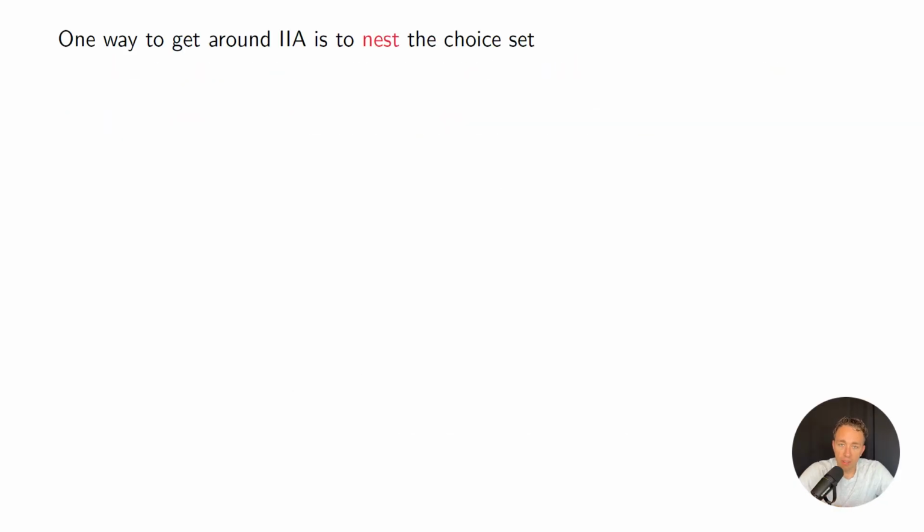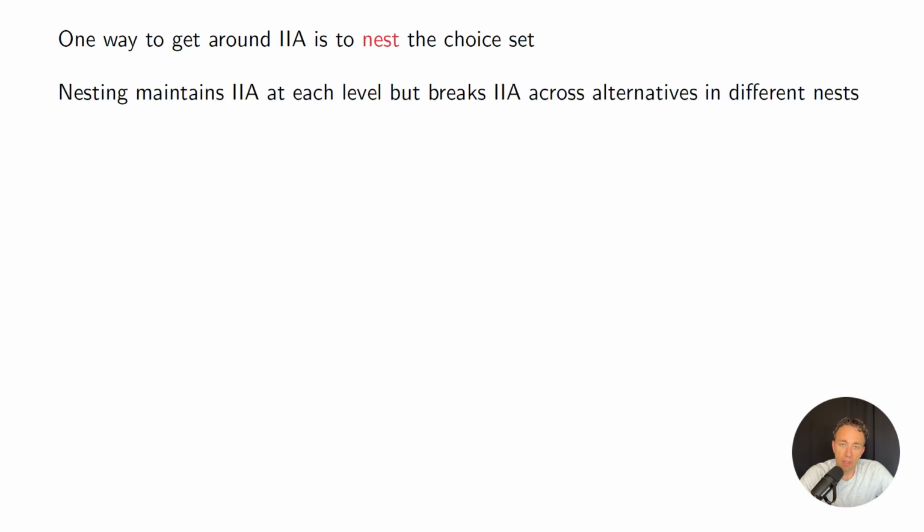One way that we can get around the IIA property is to nest the choice set. So instead of having red bus and blue bus compete directly with car, we instead nest the choice set so that the car and the bus are what's being chosen, and then within the bus, we can choose the color of the bus. What this does is it maintains the IIA property at each level of the model, but it breaks IIA across alternatives that are in different nests.